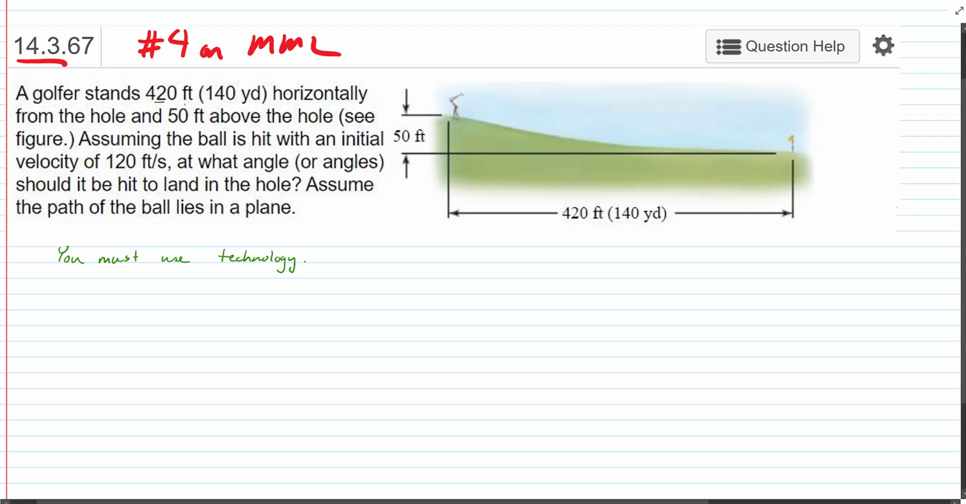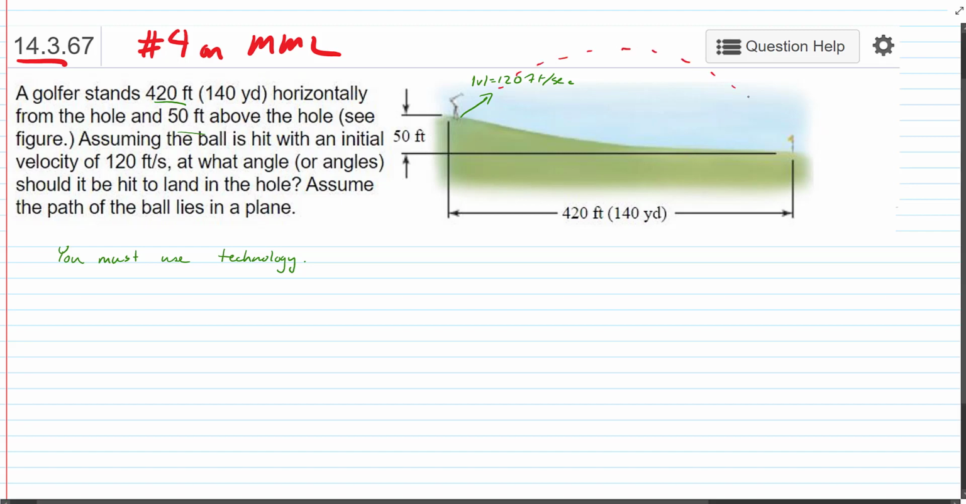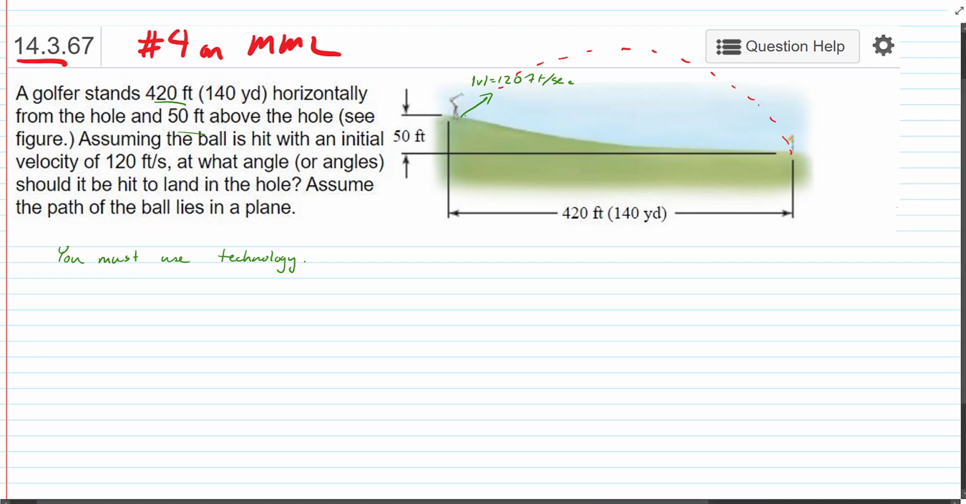So we've got a golfer that wants to hit a golf ball 425 yards away, and he's angled at 50 feet above the horizontal, and he's going to hit it at an initial speed of 120 feet per second. So this ball is going to make some sort of parabolic arc, and the goal is to have it land in the hole. Well, this initial velocity vector is missing a direction, and our goal is to come up with what that theta needs to be here.